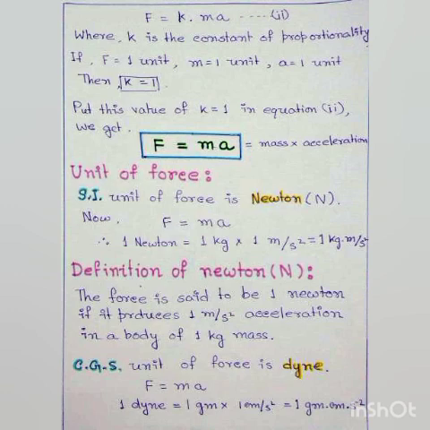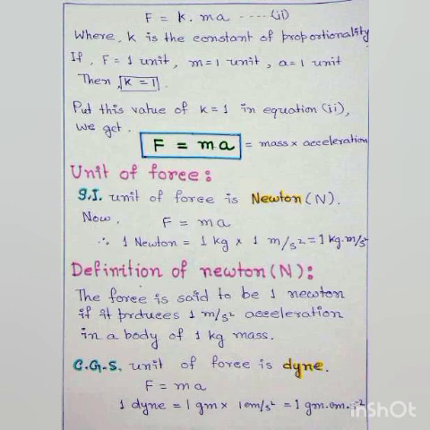Means if you want to remove the proportionality sign and write an equal sign, then you have to multiply it with a constant term. So here K is the constant of proportionality.